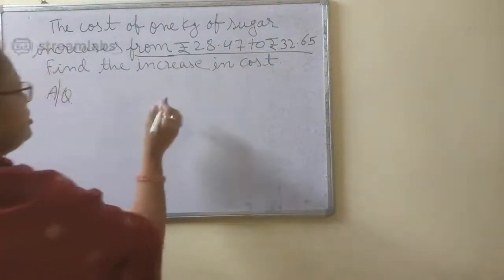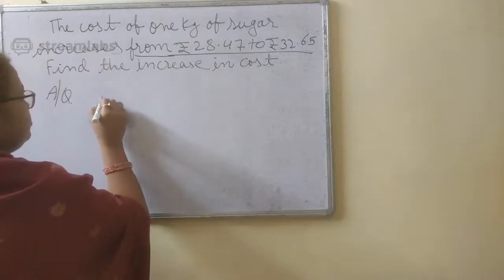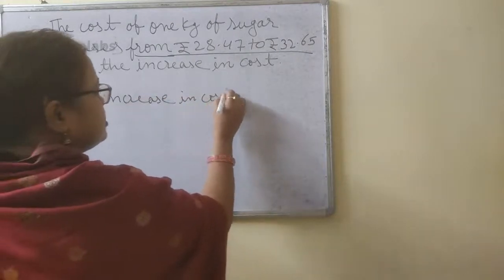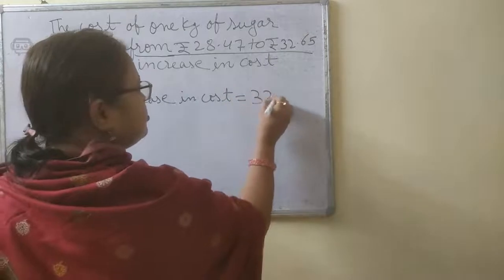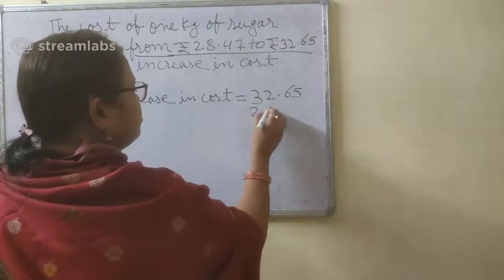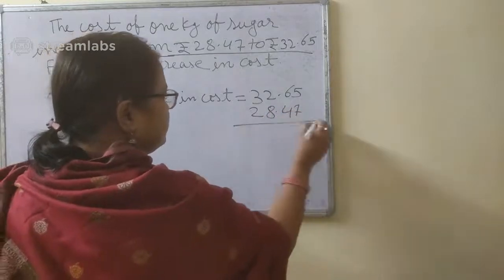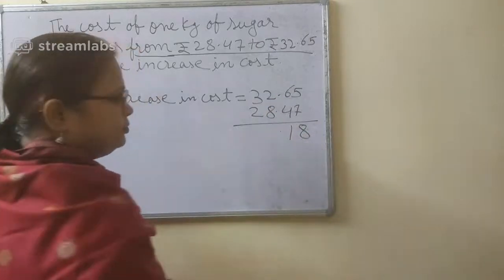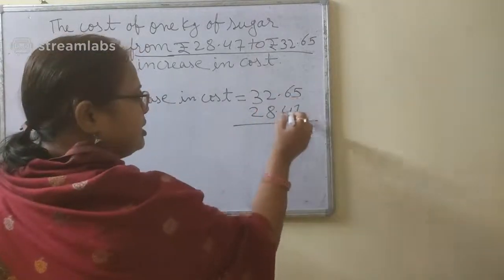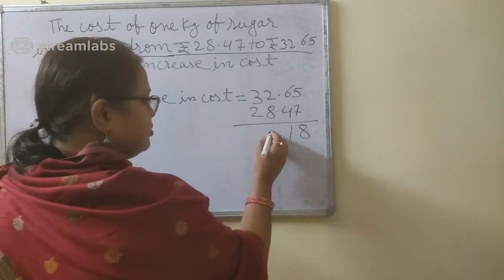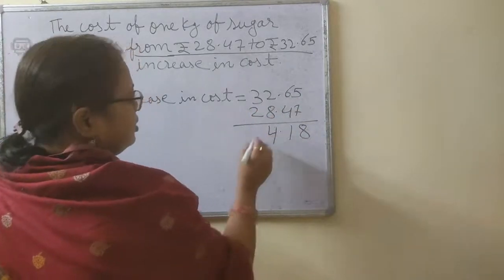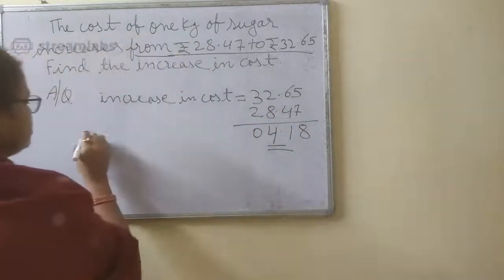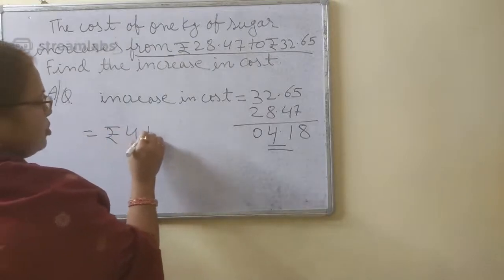First we write the statement, increase in cost is equal to what? 32.65 and then 28.47. So 15 minus 7, 8. Then here 5 minus 4, 1. Then what is left here? 5 minus 4, 1. 12. 12 minus 8. Here what? 4. Then 2 minus 2, 0. So the answer will be what? Answer will be rupees 4.18.